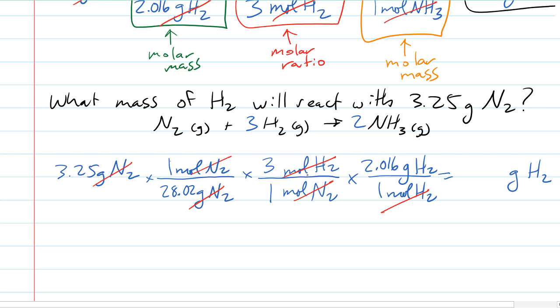Well, once it's all set up, we go ahead and multiply this through. We take 3.25. Remember, we multiply together everything on the top. We divide by every value that's on the bottom. So 3.25 divided by 28.02. Multiply it by 3. Multiply again by 2.016. I get 0.7014989, etc. How many significant figures should this answer have? Rounding it off to 3, we get 0.701.